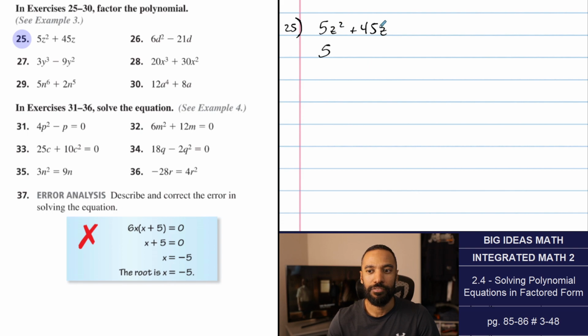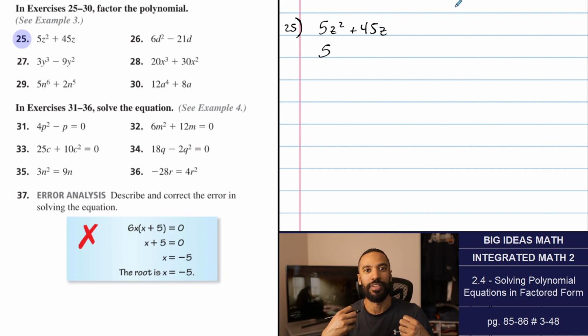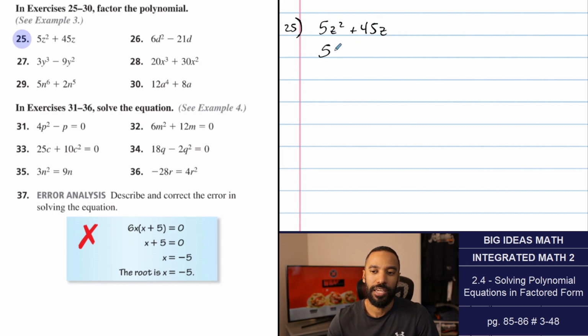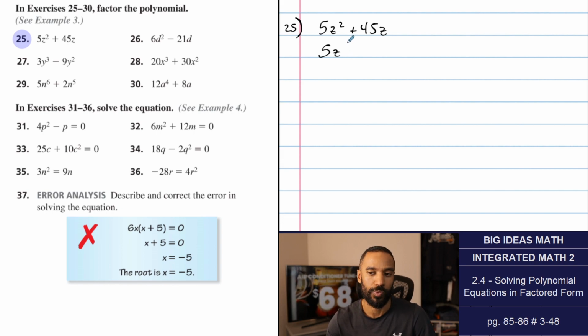And how about out of z squared and z? What's the most amount of z's that can pull out of both of them? Not z squared, because z only has one z on it. But here I can pull out at least a z from it. And that's the ultimate goal when it comes to solving these eventually. Getting this thing out of here turns it into a linear equation, which is nice.